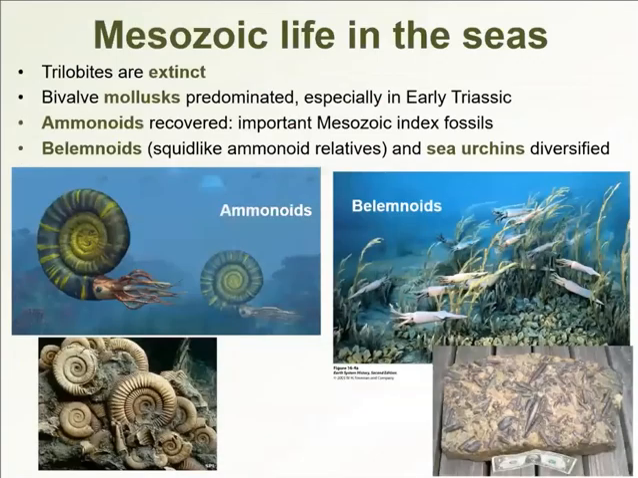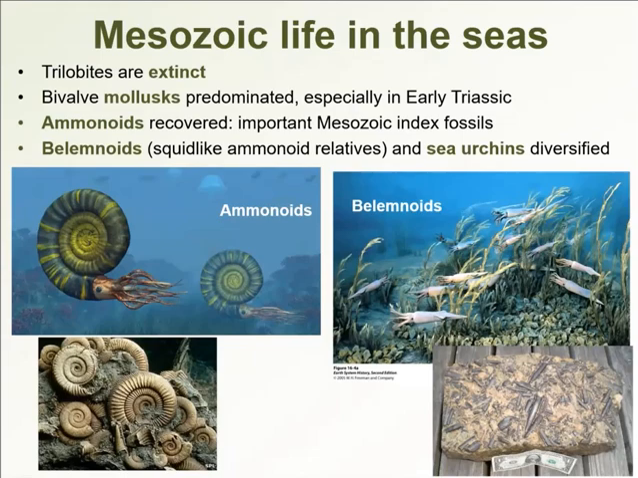So in the Mesozoic, we had a lot of life in the sea. So finally, trilobites go extinct. Trilobites have been around for a long time. This is the time period where they do go extinct. We have lots of mollusks. We also have some ammonoids. They're a good index fossil. We have some squid-like relatives, sea urchins. So we have a great diversity of life in the seas during this time period. Lots of fossils, lots of limestones coming out of the shallow marine environment.